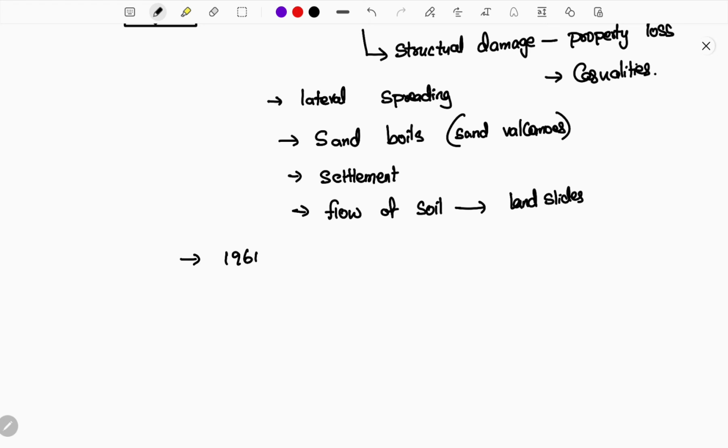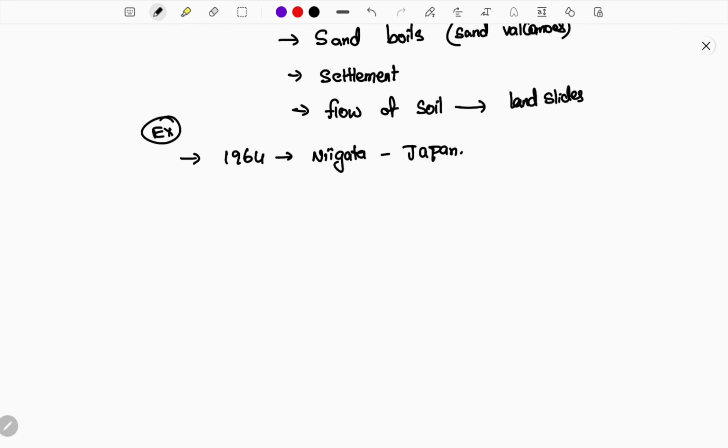Then next, come over here. In 1964, I'm giving an example where such soil liquefaction happened and affected the human lifestyle, in Niigata. Niigata is a place in Japan where a dangerous soil liquefaction happened after the earthquake, and many buildings were consumed by the earth.